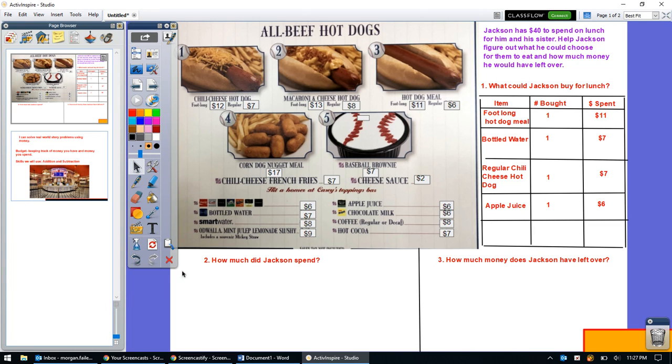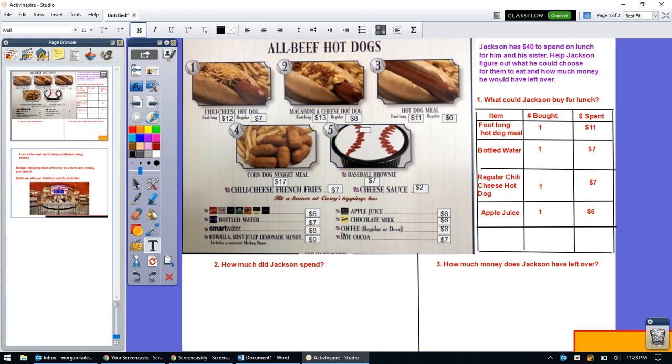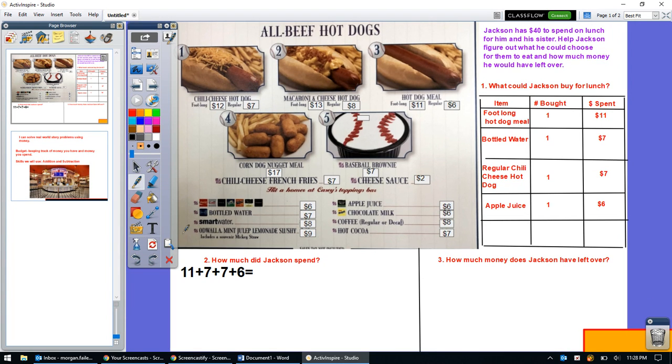So the question says, how much did Jackson spend? Well, in order to figure that out, we're going to have to write an equation to represent each of these things bought. Now I know when we're putting all of these together, adding them up, it's going to be addition. We're going to figure out how much in all did he spend. So I'm going to add 11 plus 7, plus 7 more for the chili cheese hot dog, and 6 for the apple juice. And solve this equation to find out how much Jackson spent.